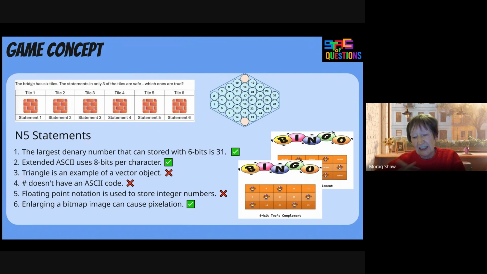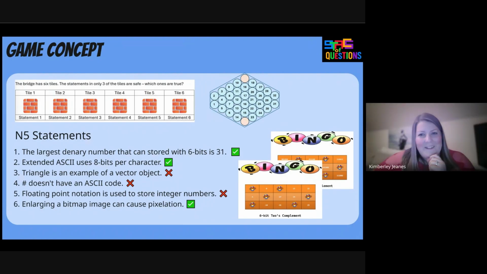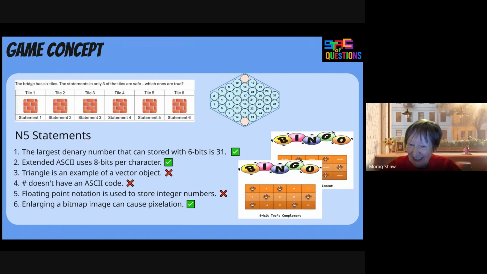I had, Colin will know this, class sets of bingo cards, 6-bit binary. And the higher classes really, really enjoyed having a little game of 2's complement bingo. It was good fun. So I have got N5 Bridge of Lies, and I've just quickly, it was a PowerPoint. Still got the PowerPoint, can share it if anyone wants it, of higher 2's complement.